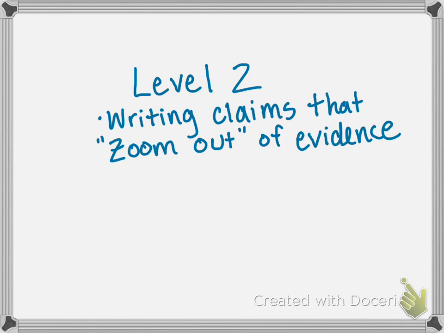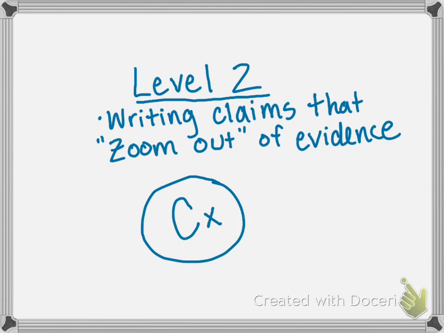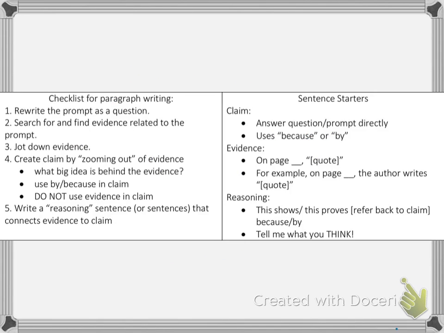Alright, ladies and gentlemen, if you're watching this video, it means that you are on level 2 of the CER writing process, which means you got a CX on that CER that you were handed back today. This means that we are working on writing claims that zoom out of evidence. So here is your checklist that we've gone over to help you construct your CERs.